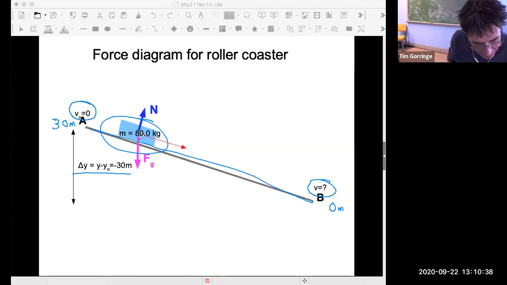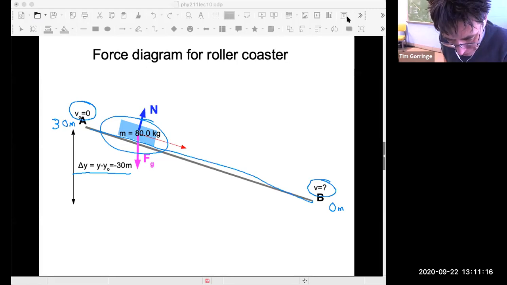Then I added the various forces acting on the roller coaster. In this case there are two forces, gravity and the normal force. This was a frictionless incline, so no friction force. Gravity, in magenta here, acts vertically downwards; that's the gravitational force due to the object's mass. And the normal force, in blue here, prevents the roller coaster from falling through the track itself. Okay, let me go on to the next slide. Let me clear that.